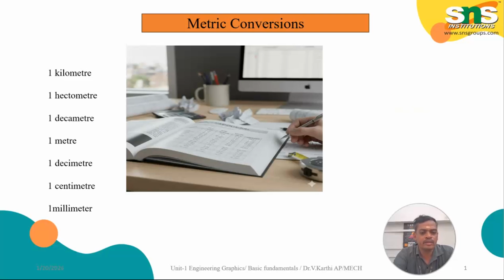Generally, the key conversions: 1 meter equals 10 decimeters, equals 100 centimeters, equals 1000 millimeters. 1 centimeter equals 10 millimeters. Engineering drawings are always prepared in millimeters unless otherwise specified.